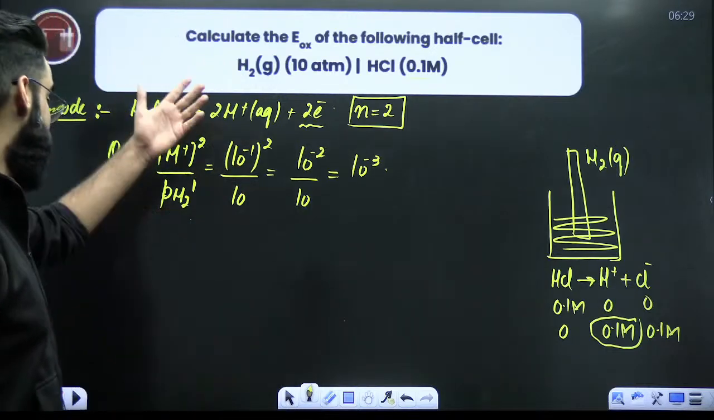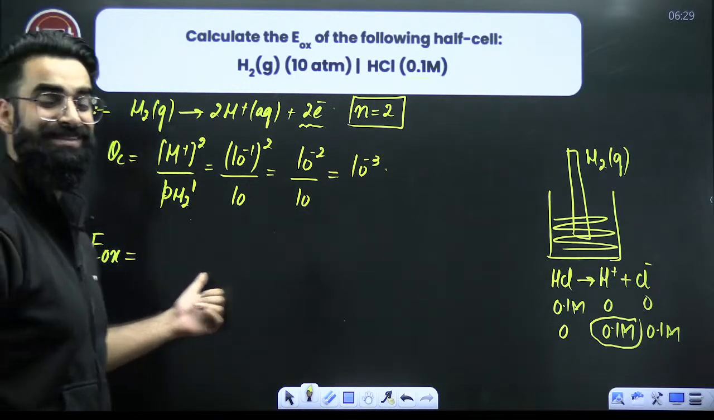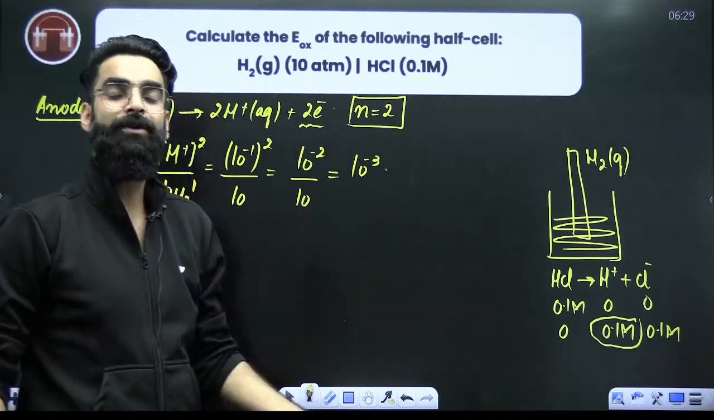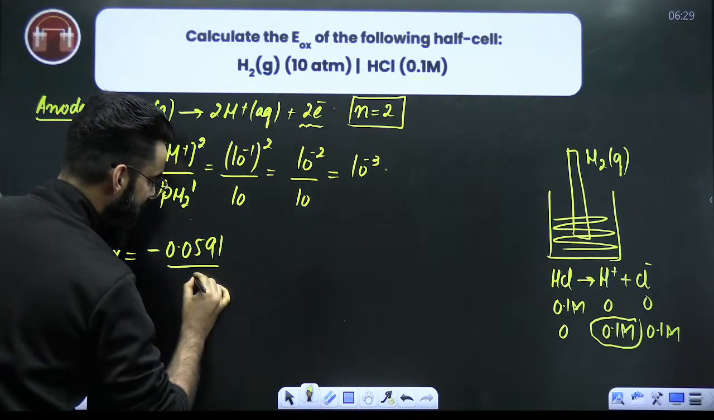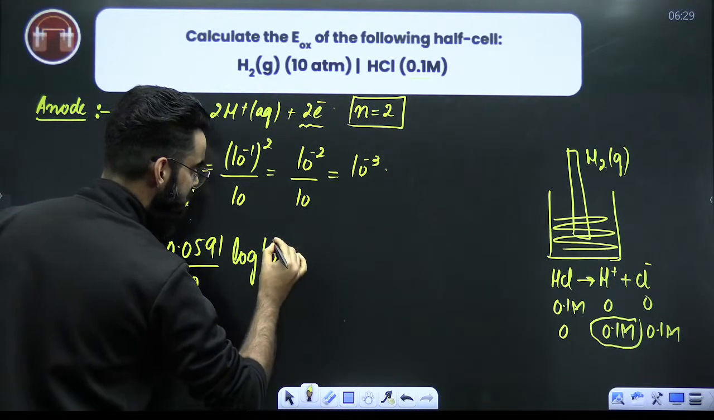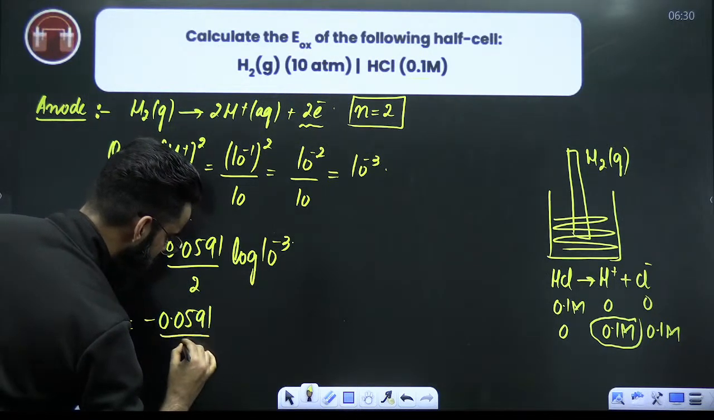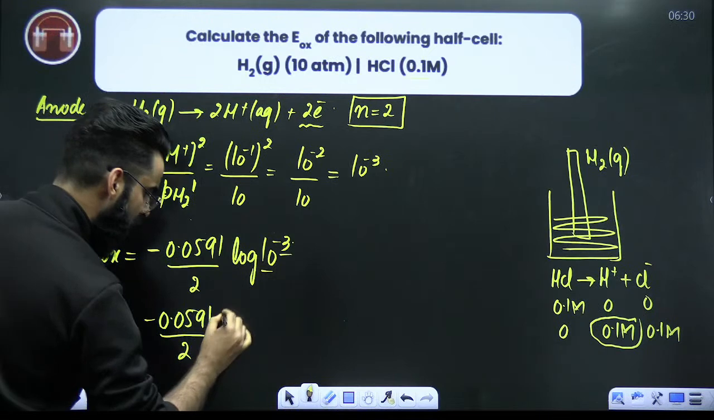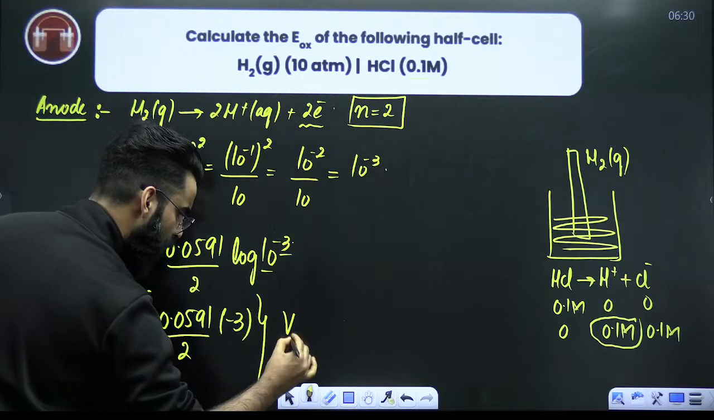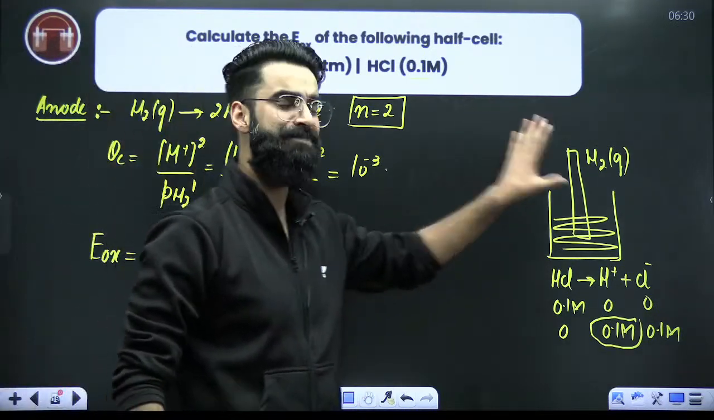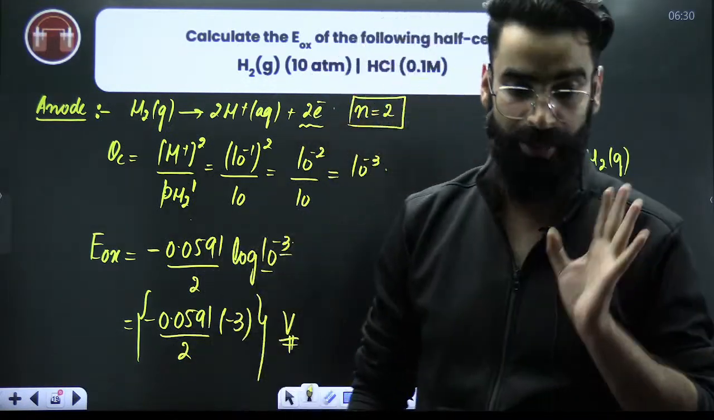Now what are we supposed to calculate? Oxidation potential. Use the Nernst equation. The oxidation potential of the half cell is equal to the standard oxidation potential, SOP of hydrogen, that's 0, minus 0.0591 divided by n, where n is 2, times log of QC. QC is just 10 raised to the power minus 3. Again, the matter of calculation only. Minus 0.0591 divided by 2. Log of m raised to the power n is n log m, so minus 3 comes to the front. Log 10 is 1. Just solve it and get the answer in volts. This will be the oxidation potential of this half cell when the concentration of HCl in the container is 0.1 molar. Is this clear?